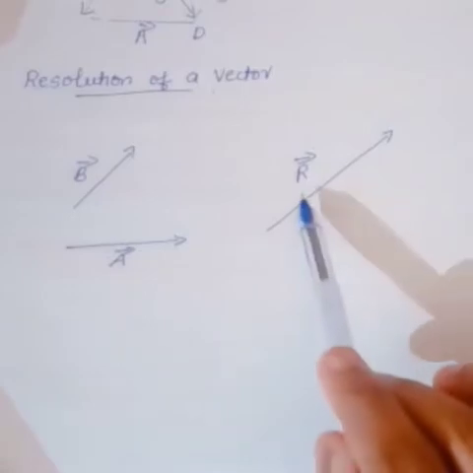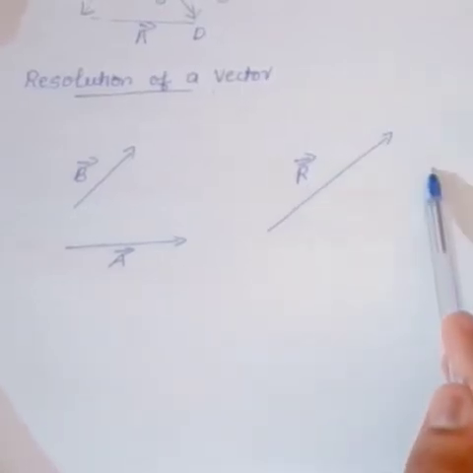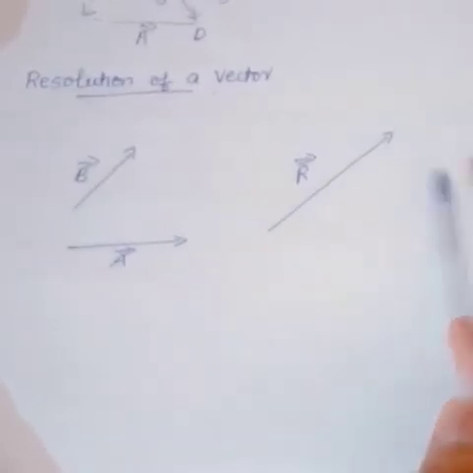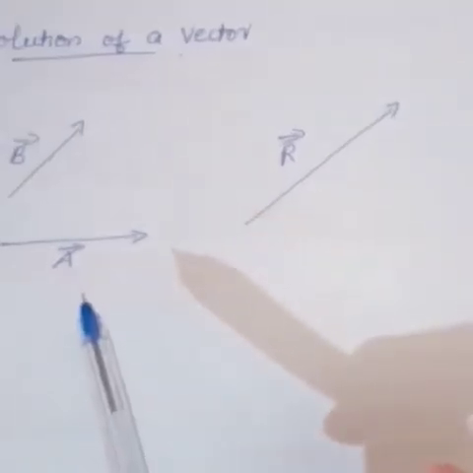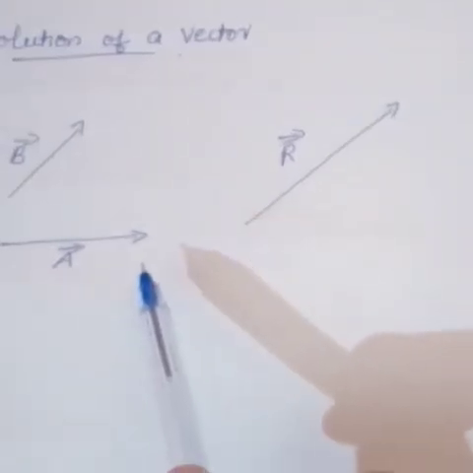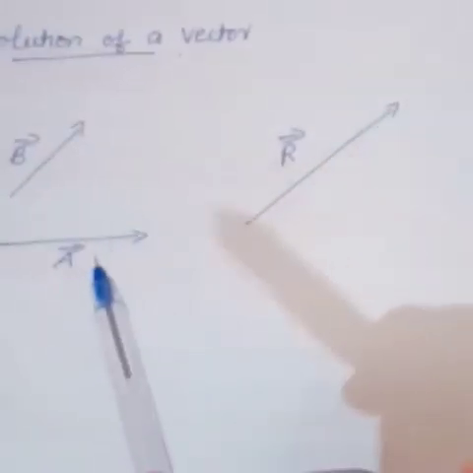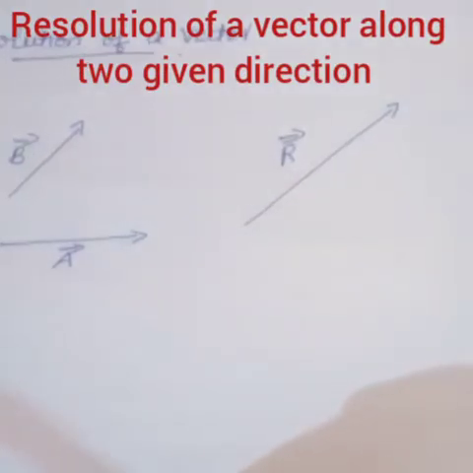So suppose this is a vector. Then we have to split this vector into two components. The split vectors we call component vectors. Next we deal with the resolution of a vector along two given directions.